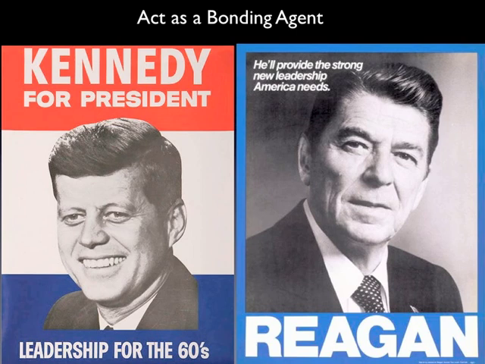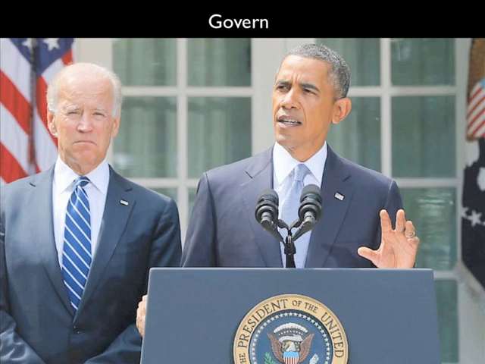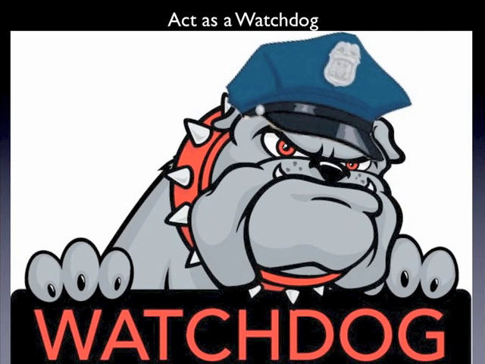Political parties act as a bonding agent. They guarantee their candidate is worthy of the office. Political parties govern. The members of government act according to their partisanship or firm allegiance to a party. Political parties act as a watchdog. Political parties that are out of power keep a close eye on the actions of the party in power for a slip-up to use against them in the next election.